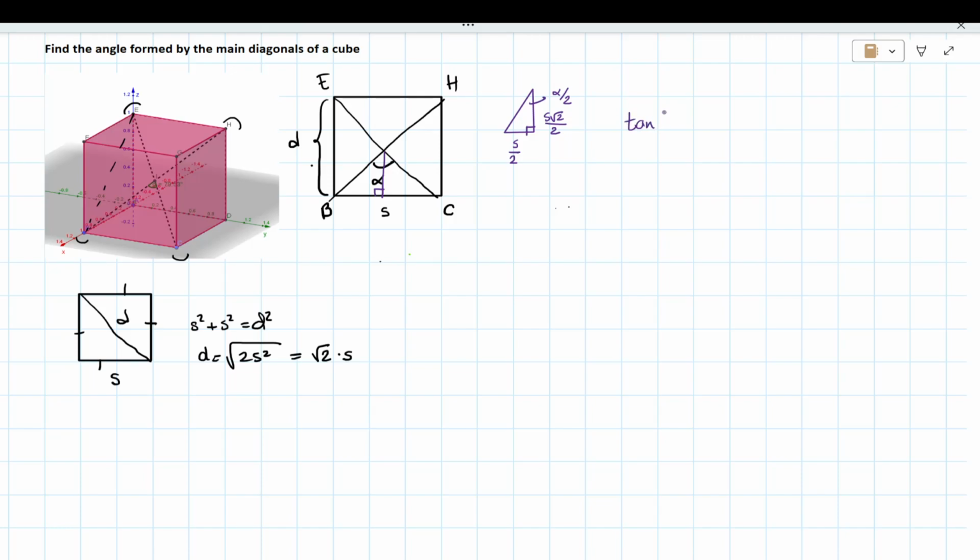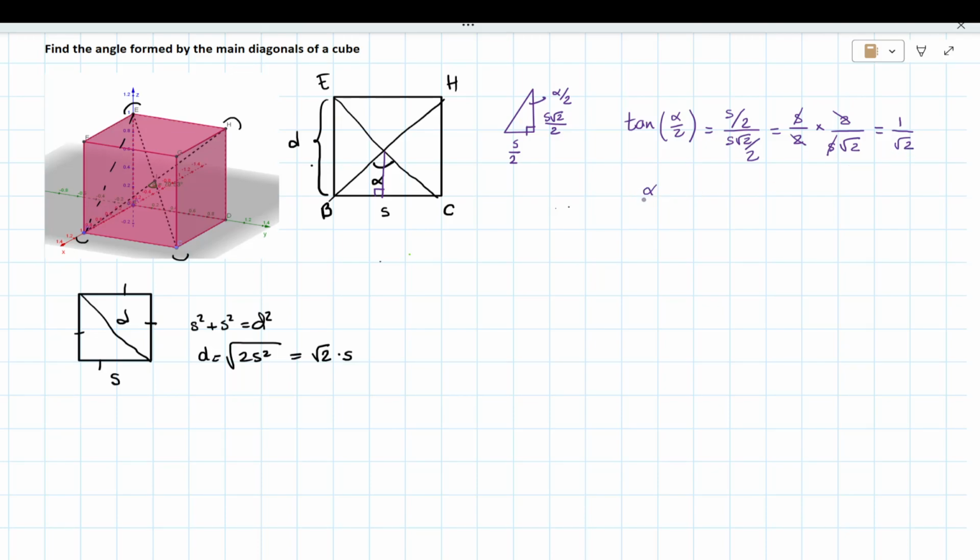So we can say that the tangent of alpha divided by 2 is equal to, opposite, we have the side with length S divided by 2, divided by adjacent, which is S square root of 2 over 2. To divide fractions, we need to multiply by the reciprocal of the divisor. So 2 over S square root of 2, the S simplifies and the 2 simplifies, and all of this is just 1 divided by square root of 2.